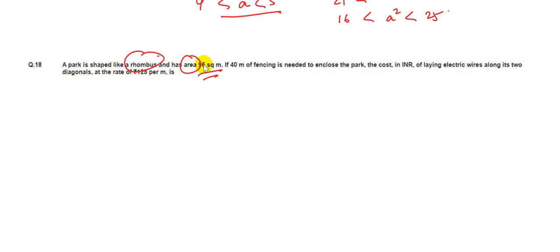Area of 96 square meter. If 40 meter of fencing is needed to enclose the park, then the cost in INR of laying electric wires along its two diagonals at the rate of 125 per meter is what?